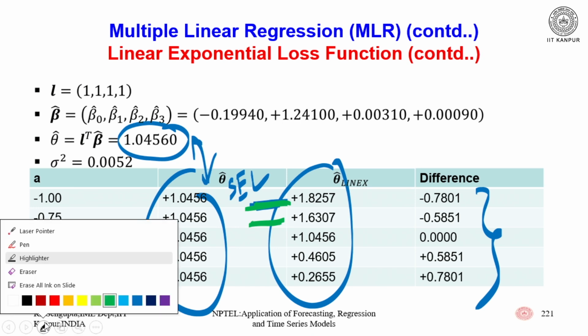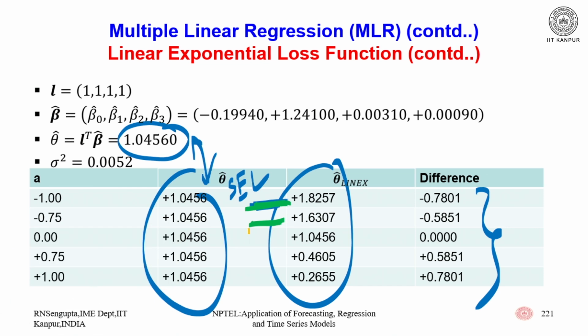0, obviously the LINEX part is not there. Both the values for A equal to 0 are the same, as it should be, because the second term, A sigma square by 2 and L transpose in the bracket inverse of x transpose x into L, that total part will vanish because A is 0. Hence, the value of theta hat LINEX and theta hat squared error are both 1 plus 1.0456. Hence, the difference is 0.